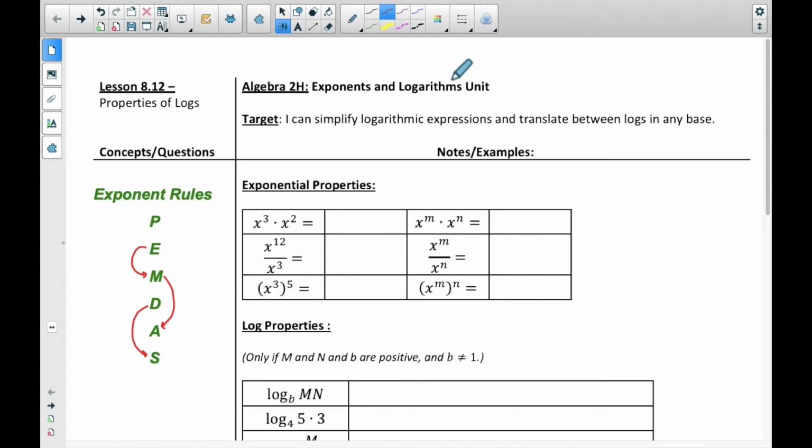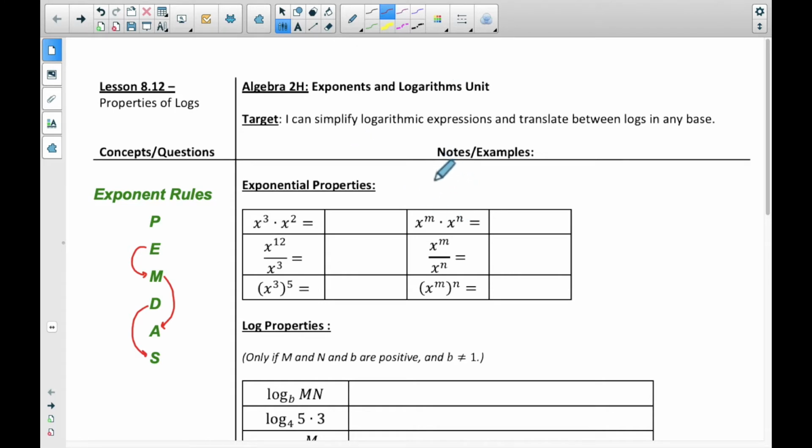Hi guys, this video today is going to talk about the properties of logarithms. We have been talking a little bit about logs, and sometimes it helps to be able to express things in a different way, whether it's to expand something or make something smaller. And so that's kind of what we're going to talk about.